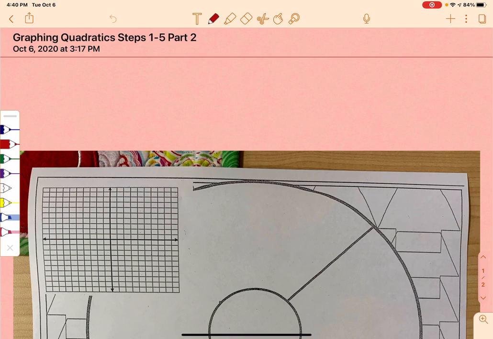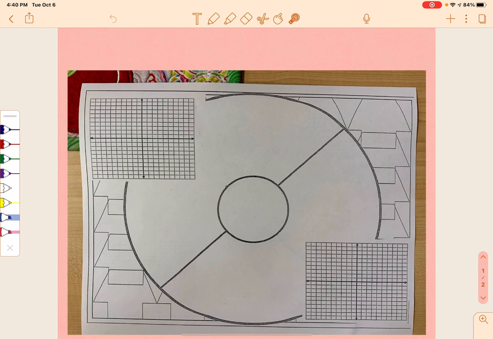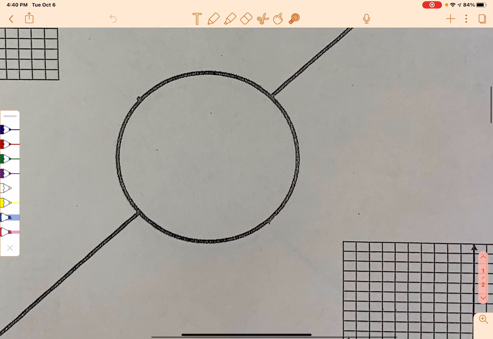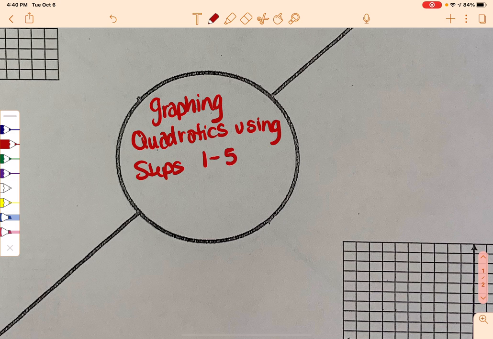Okay, guys, we're going to still talk about graphing quadratics using those steps 1 through 5, but we're going to kind of do part 2 of this. So again, I'm going to use this graphing paper I've been doing, and I'm going to do 2 different examples on here. So you can start to see some different ideas of what it looks like and get used to the 5 steps. In the center of this, I'm going to do like I did before, and I'm going to say graphing quadratics using steps 1 through 5, and this is going to be part 2.